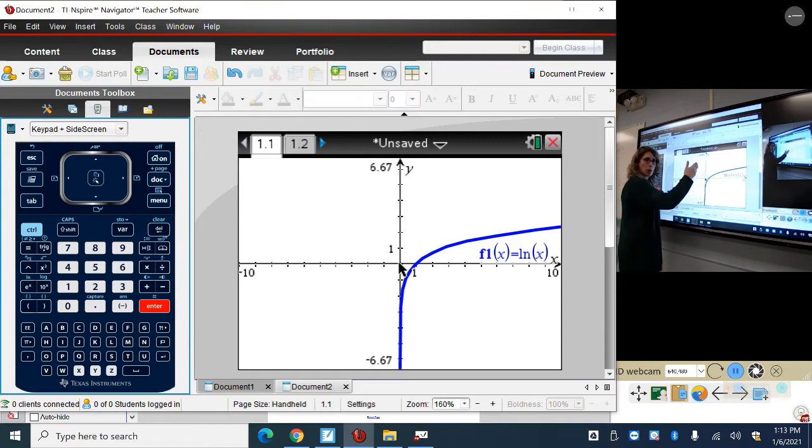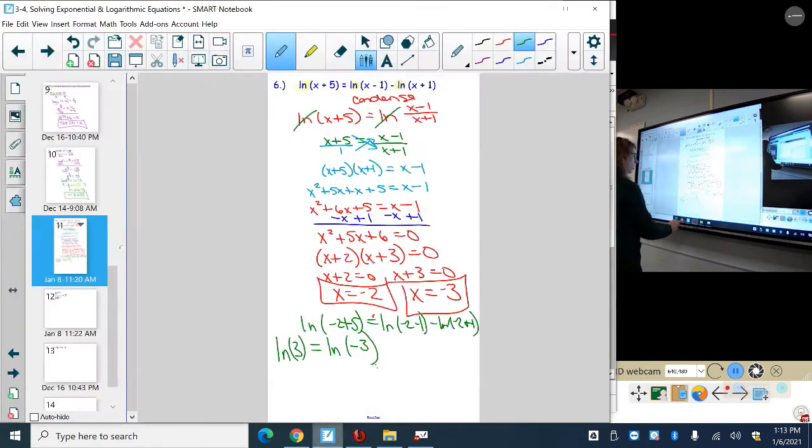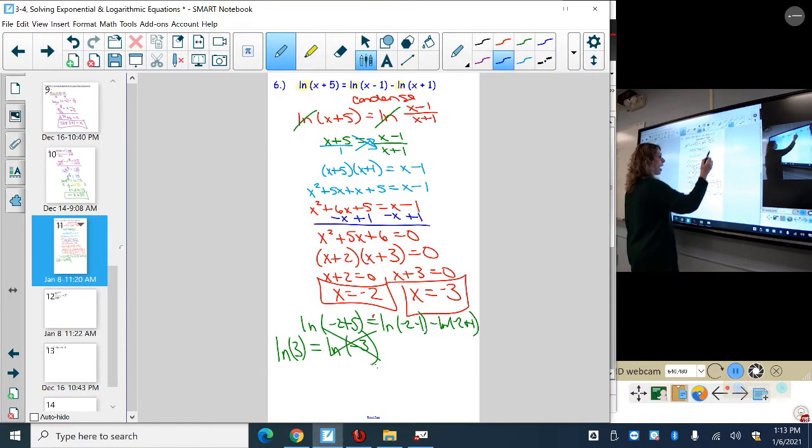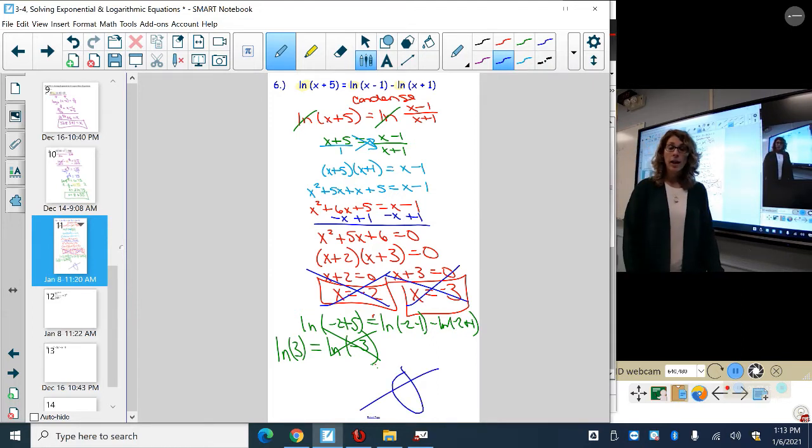There's an asymptote here, meaning my domain of -3, my answer is not in there. -2, -3, anything below 0 is not part of the natural log function. Meaning, these 2 answers, that's not possible. That means this isn't possible and this isn't possible, so the answer is no solution.